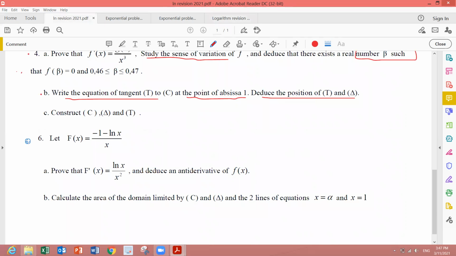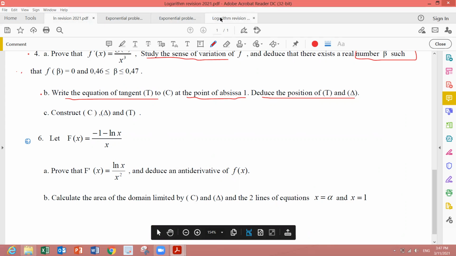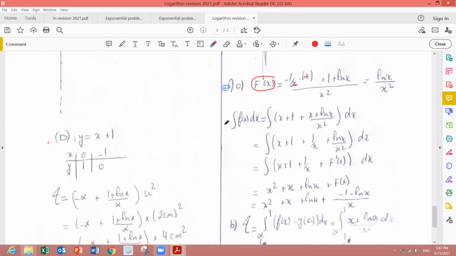Now deduce the antiderivative of f(x). The antiderivative of f(x) is the antiderivative of (x plus 1 plus x plus ln x) over x squared dx, which equals (x plus 1). I can split this one: x over x squared, which is 1 over x, plus ln x over x squared dx. Once again, it is x plus 1 over x, and ln x over x squared is f prime of x.